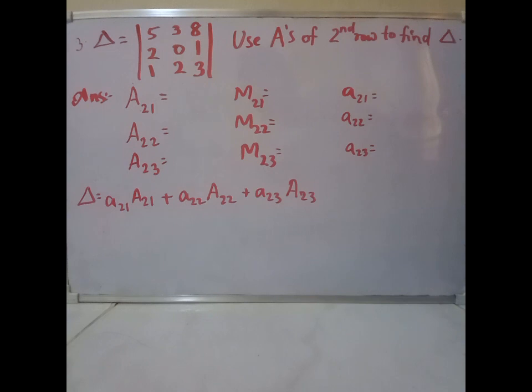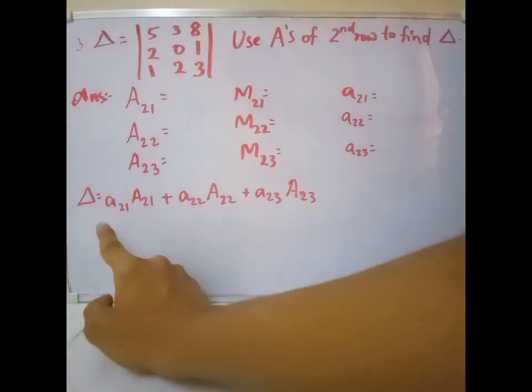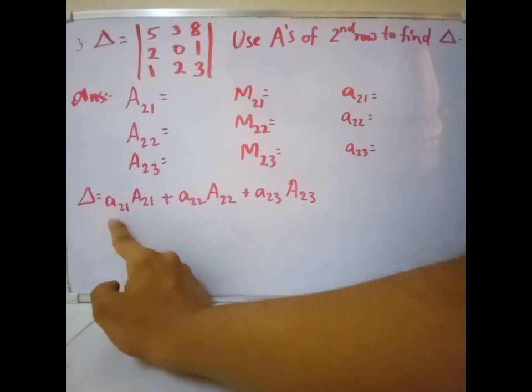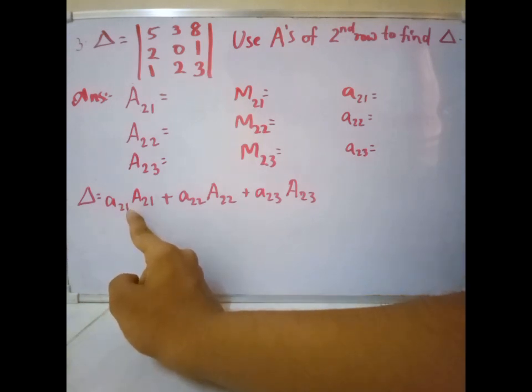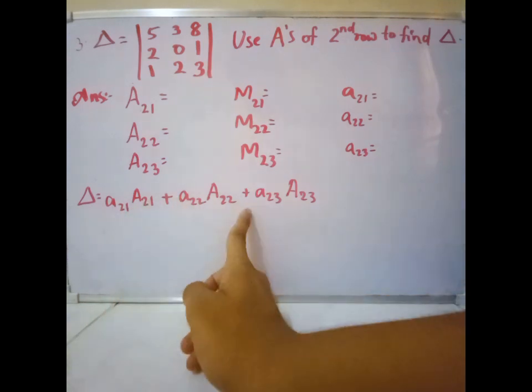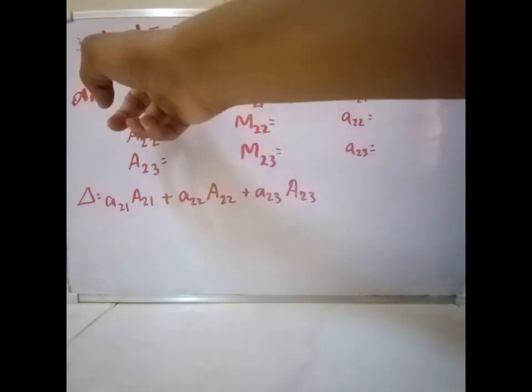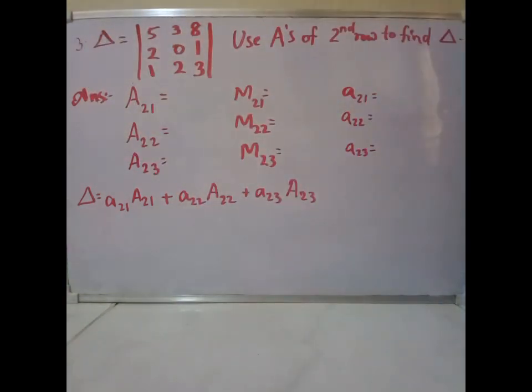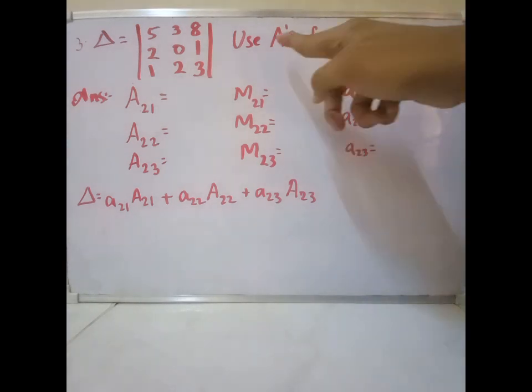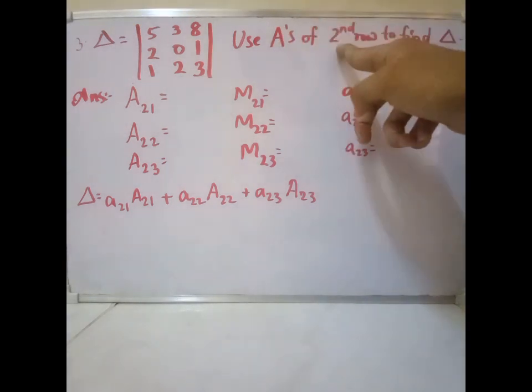So we have a property here. When we multiply the elements of a particular row with the cofactors of the particular row and add them up, we'll be ending up with the determinant. So they have indirectly told us to use the cofactors and the elements to find the determinant. So to solve this question, we are using the cofactors of the second row, right?